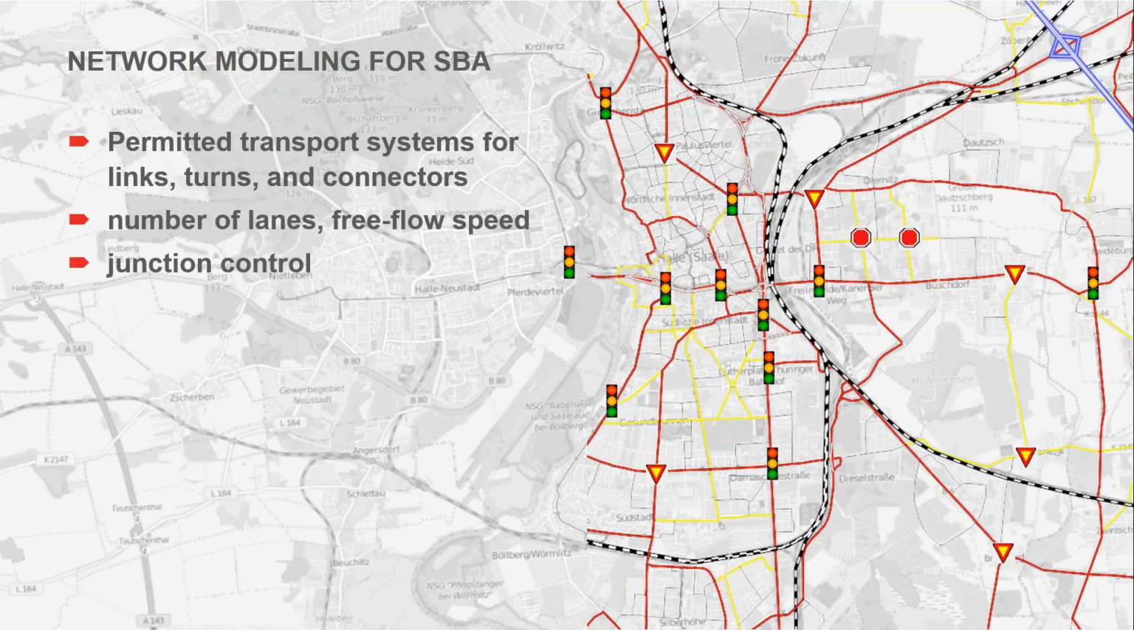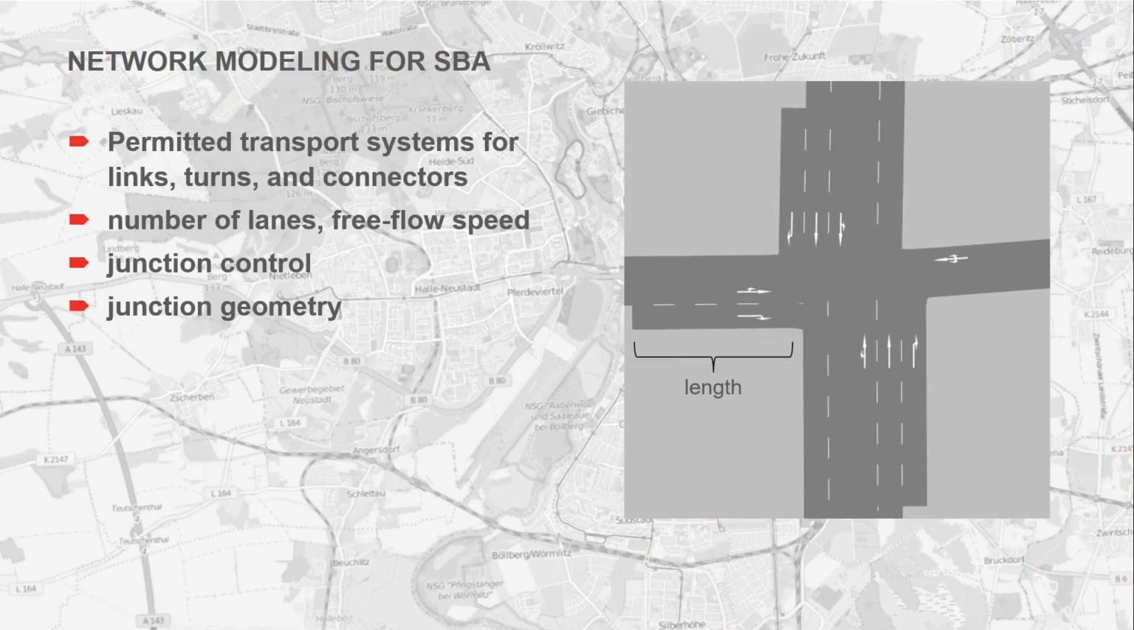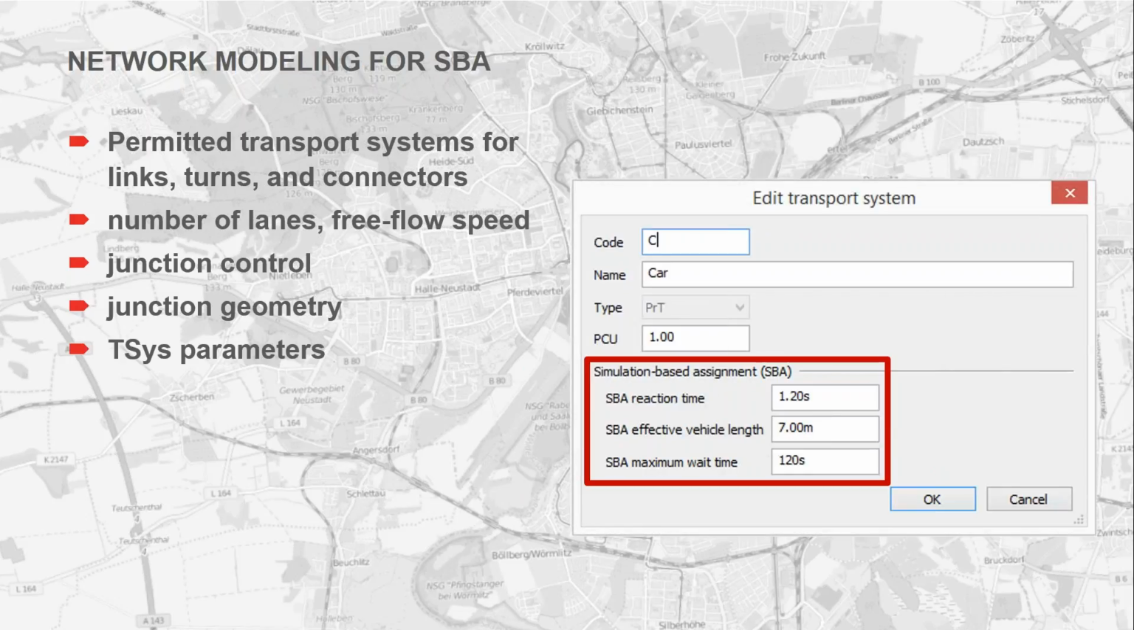Junction control: there are basically two components, signal timings and gap acceptance. The right-of-way is essentially determined by the control type, and for two-way stop and yield controlled nodes, also the major flow direction is needed. Junction geometry is essentially concerned with the lane allocation and the definition of flares, including their lengths. Then there are the new parameters, the effective vehicle length and the reaction time. This is needed for the car following model, and the maximum wait time for junction operation.